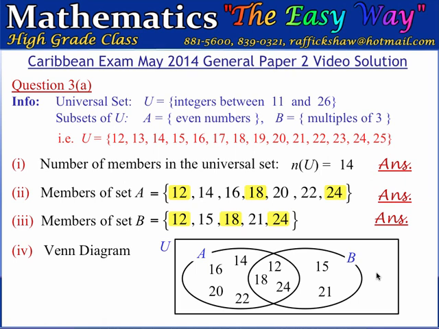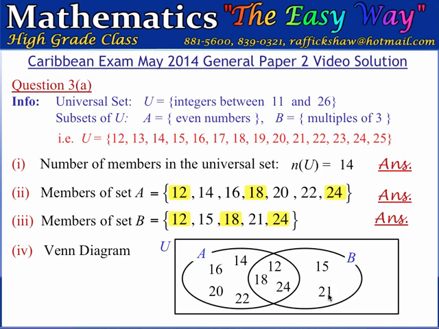That will be the complement of the union of set A and set B. We have to place all the elements not yet represented on the Venn diagram outside here. And those are the odd numbers that are not multiples of 3, because set A are all the even numbers.